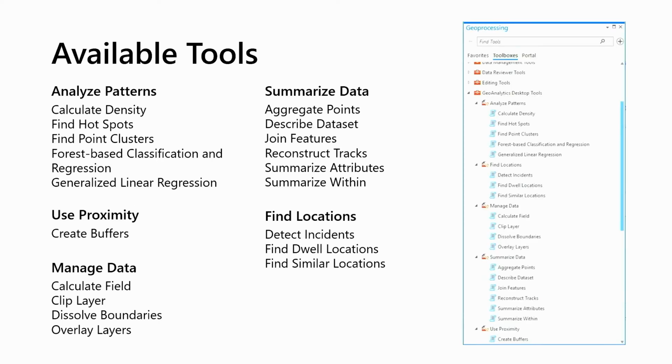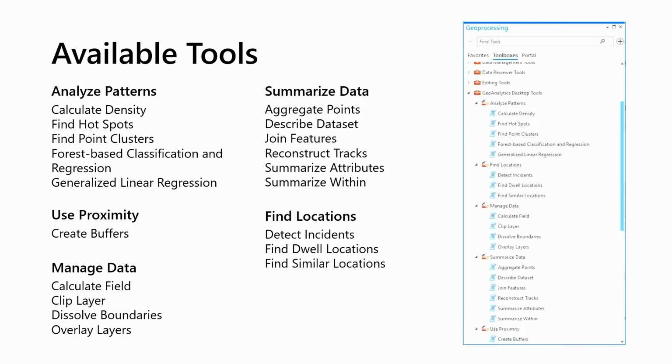So I want to go into the analysis overview. Really the crux of this tool set in Pro is the tools that we have available. I counted it this morning and I already forget, I think there are 17-ish tools available in Pro. We've grouped them into tool sets to help you logically understand what the tools do. So Analyzing Patterns is more statistical. It's looking for trends, things like density, hotspots, point clusters.